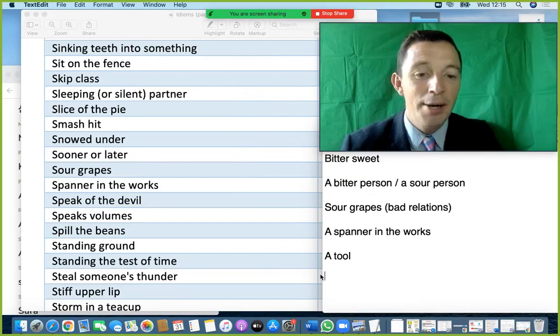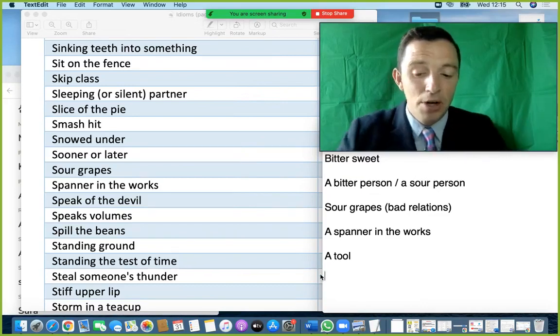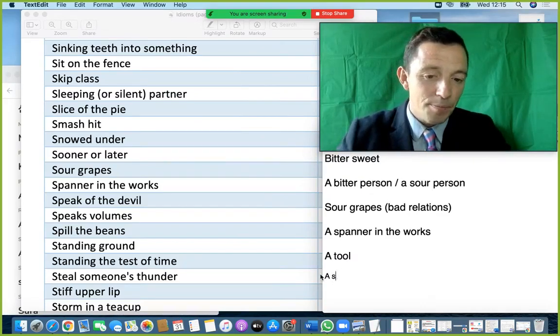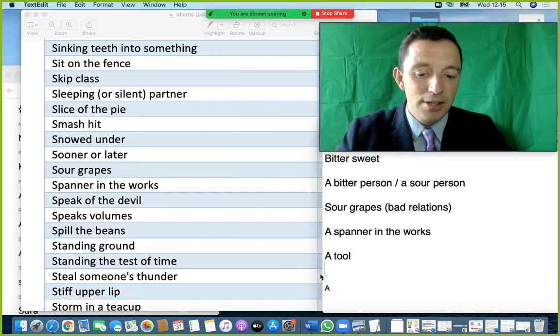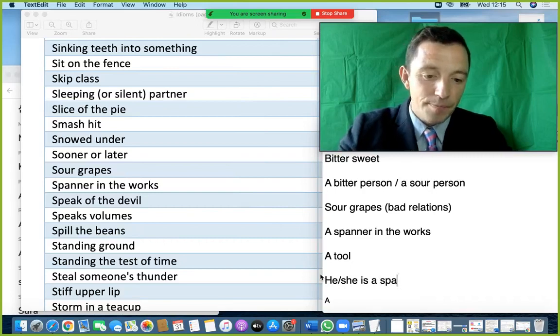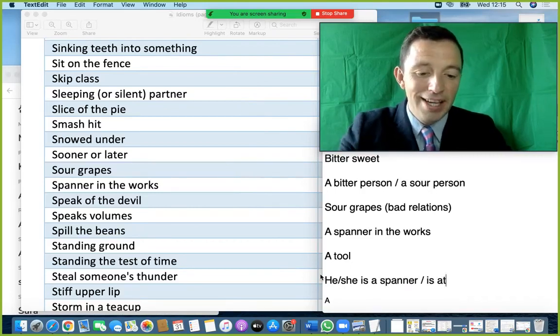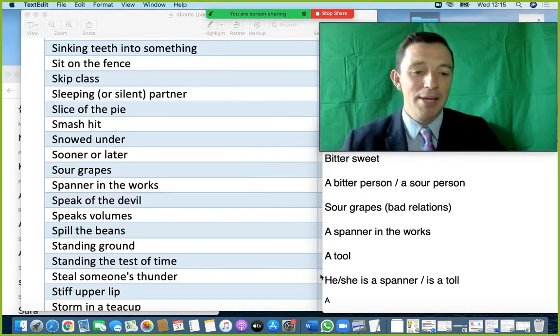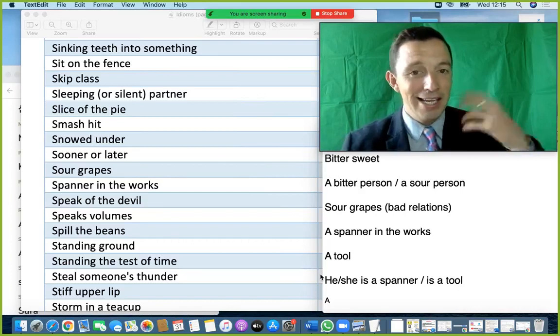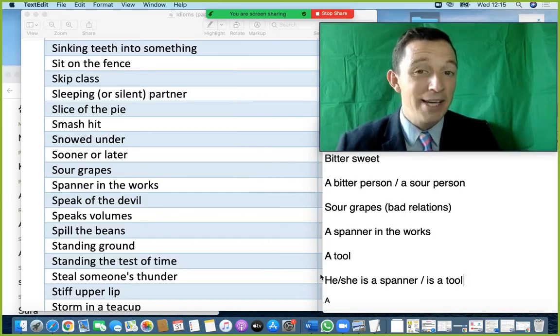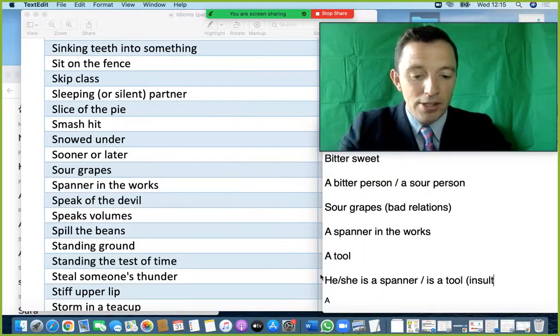Very, very good. Maybe it's a little insult. If you call somebody a spanner, it's possibly an insult. Okay, he or she is a spanner or is a tool. It has the significance that maybe you have a negative opinion of them. So it's a little, not vulgar, but it's an insult, okay? So I'll put here insult.